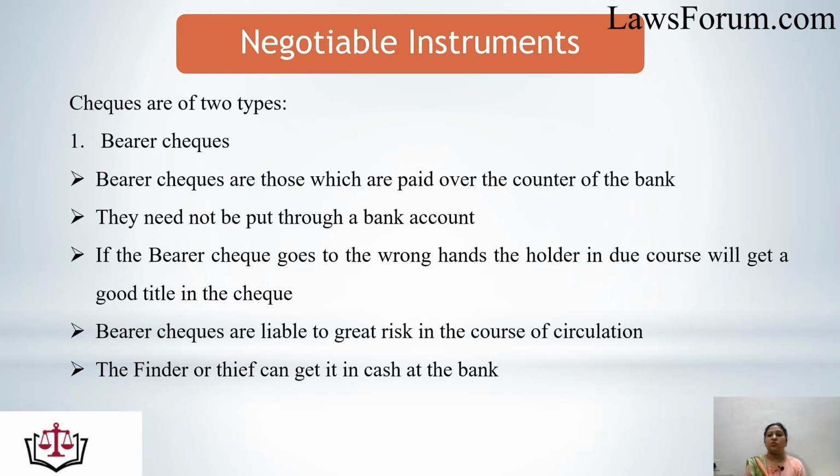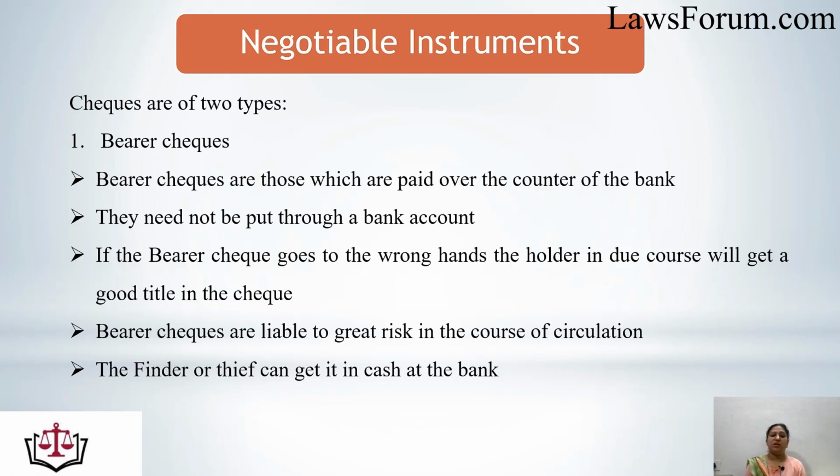If the bearer cheque goes to the wrong hands, the holder in due course will get a good title in the cheque. The holder in due course would be the person who finds the lost cheque. That person would have the good title of the cheque and would be allowed to have payment for that particular cheque. Bearer cheques are liable to great risk in the course of circulation.